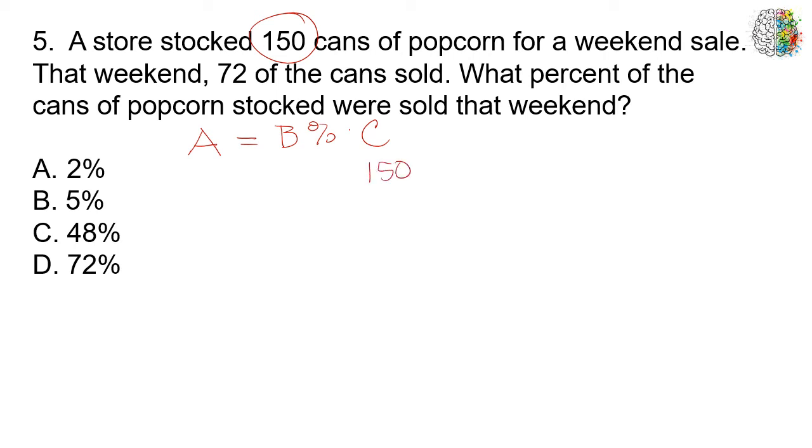Then it says that weekend 72 of the cans sold. So out of 150 cans that we started out with, we have 72 that were sold. So 72 is going to be a portion of the total. So that is our A. Then it asks us what percent of the cans of popcorn stocked were sold that weekend. So our B percent is what we are going to solve for.